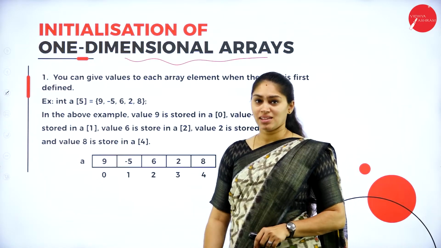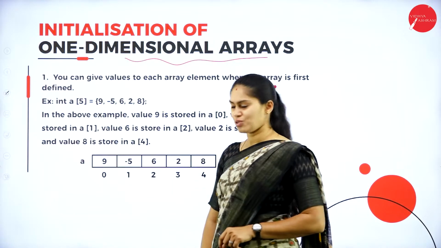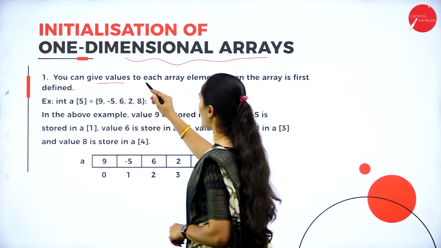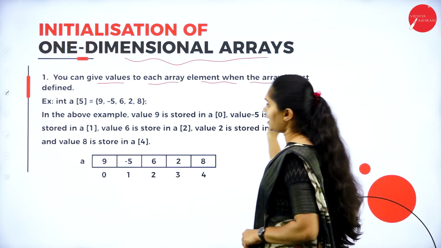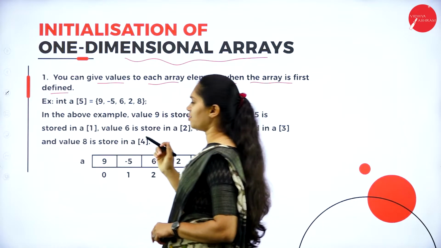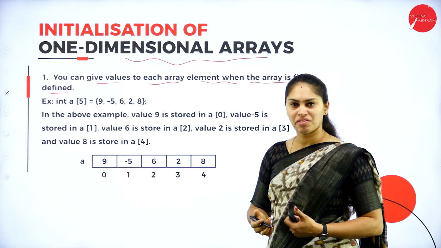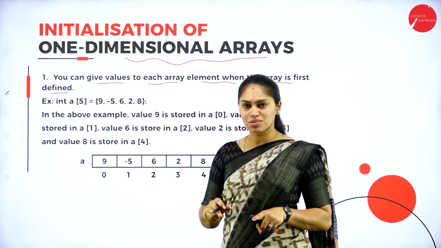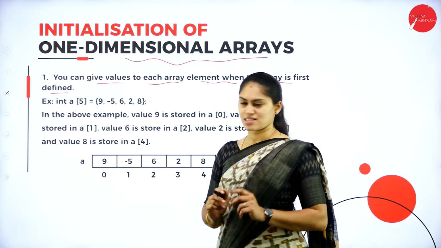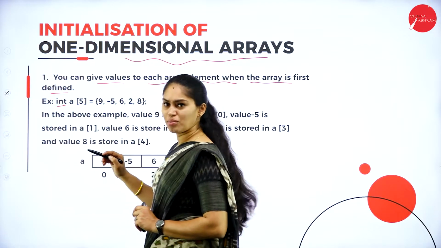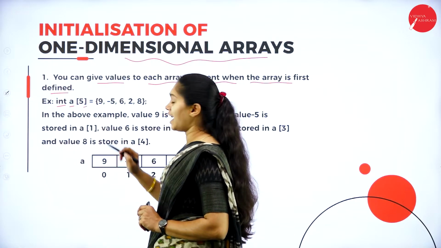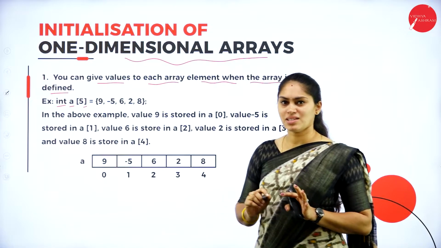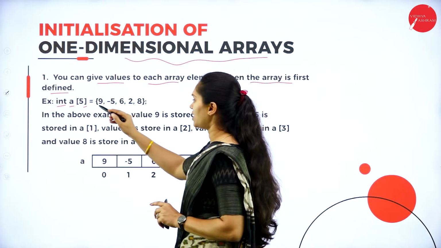Then what are the methods we can use in order to initialize? You can see here. You can give values to each array element when the array is first defined. So when I am defining an array, how are we going to declare it? Data type, name of an array, and within a single subscript, I need to specify the size, right? So int is the data type here, A is the name of an array, and the size is 5. At most how many elements can it hold? 5, right?